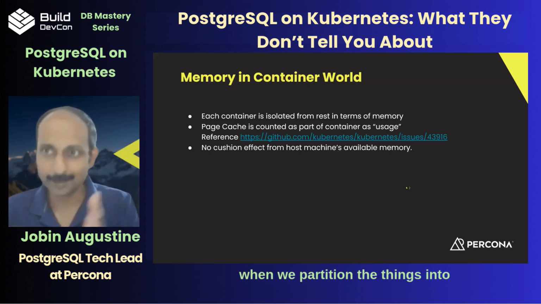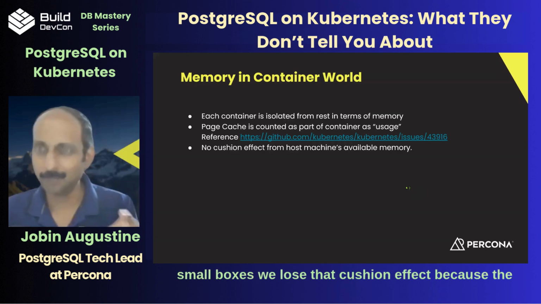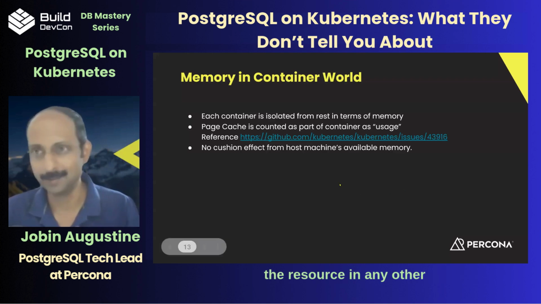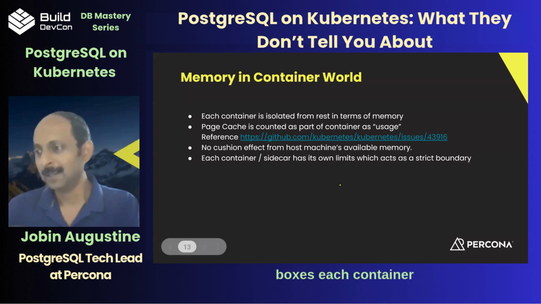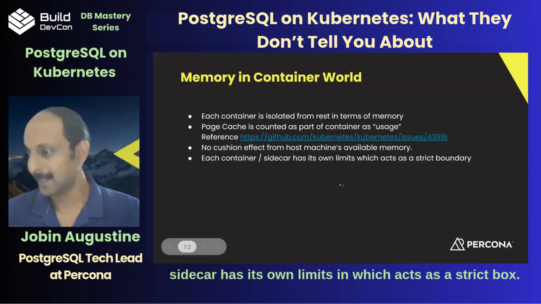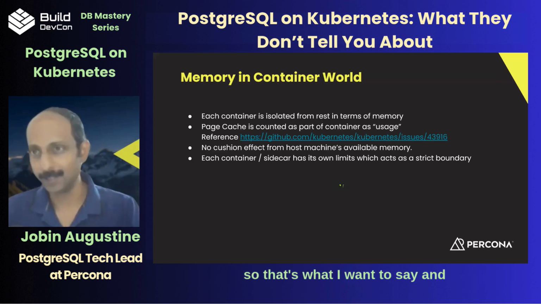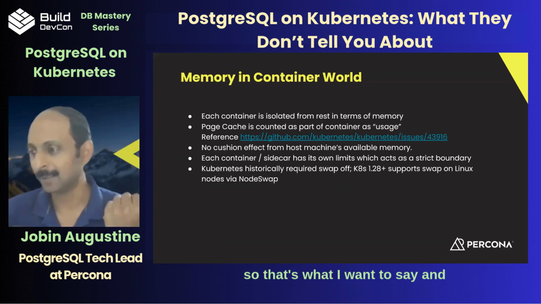But when we partition things into small boxes, we lose that cushion effect, because the things in one box cannot utilize the resources in any other boxes. Each container and sidecar has its own limits, which act as a strict boundary. So that's what I want to say.